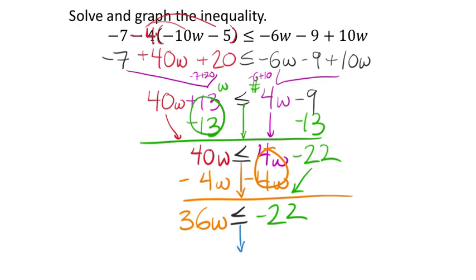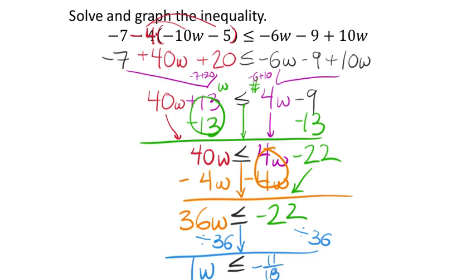At this point, I'm going to divide both sides by 36. Now in doing so, I'm dividing by positive 36. The coefficient is positive, so this will not flip the inequality. It will remain a less than or equal to symbol, but at least now I have a 1w, and negative 22 divided by 36 as a fraction, negative 11 over 18.